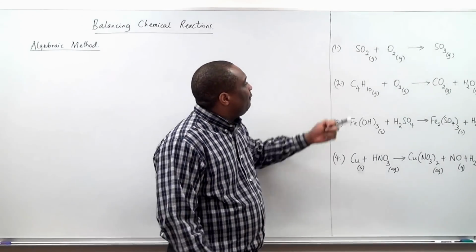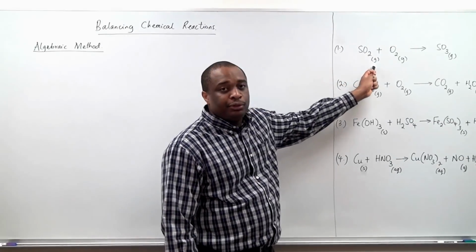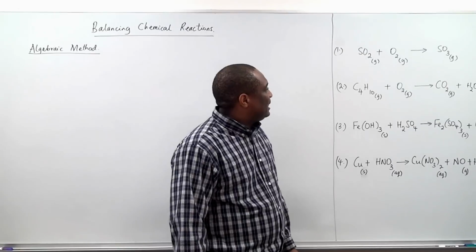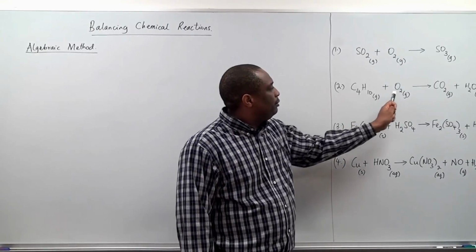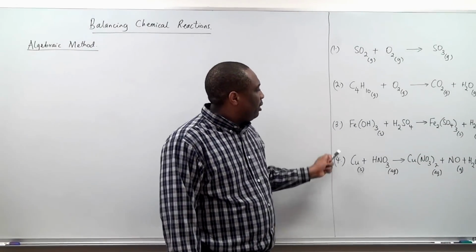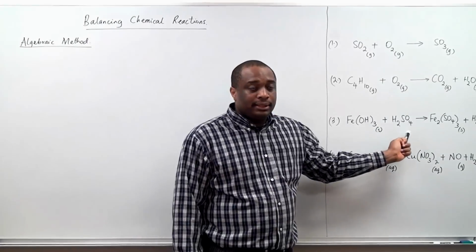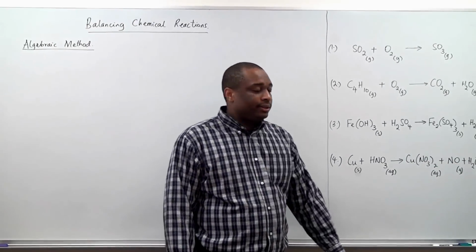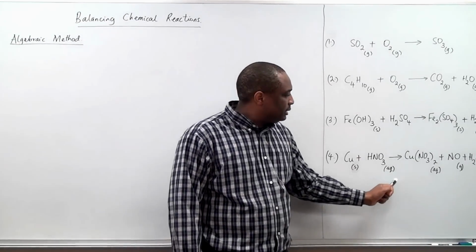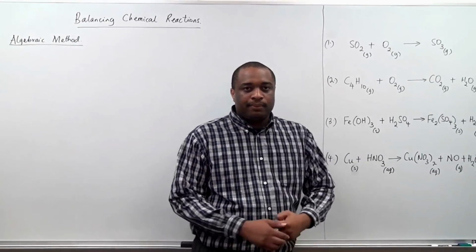Okay, let's look at the chemical reactions that we are going to balance using the algebraic method. In the first one, you have two reactants and one product. In the second one, you have two reactants and two products. In the third one, you have two reactants and two products. In the fourth one, you have two reactants and three products.